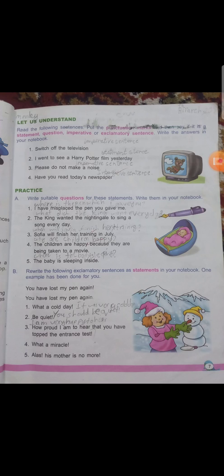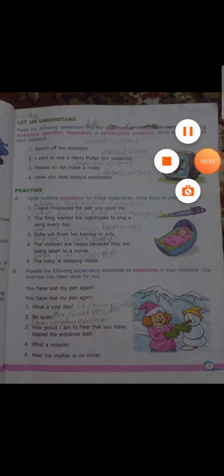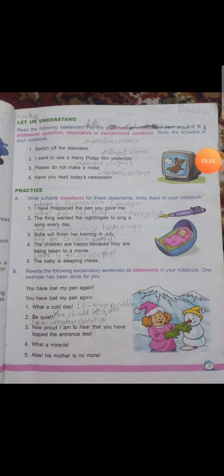And the third one is please do not make a noise. रिक्वेस्ट यहाँ पे वो कह रहा है, रिक्वेस्ट कर रहा है कि शोर नहीं करो. So this is an example of imperative sentence. The fourth one is have you read today's newspaper.